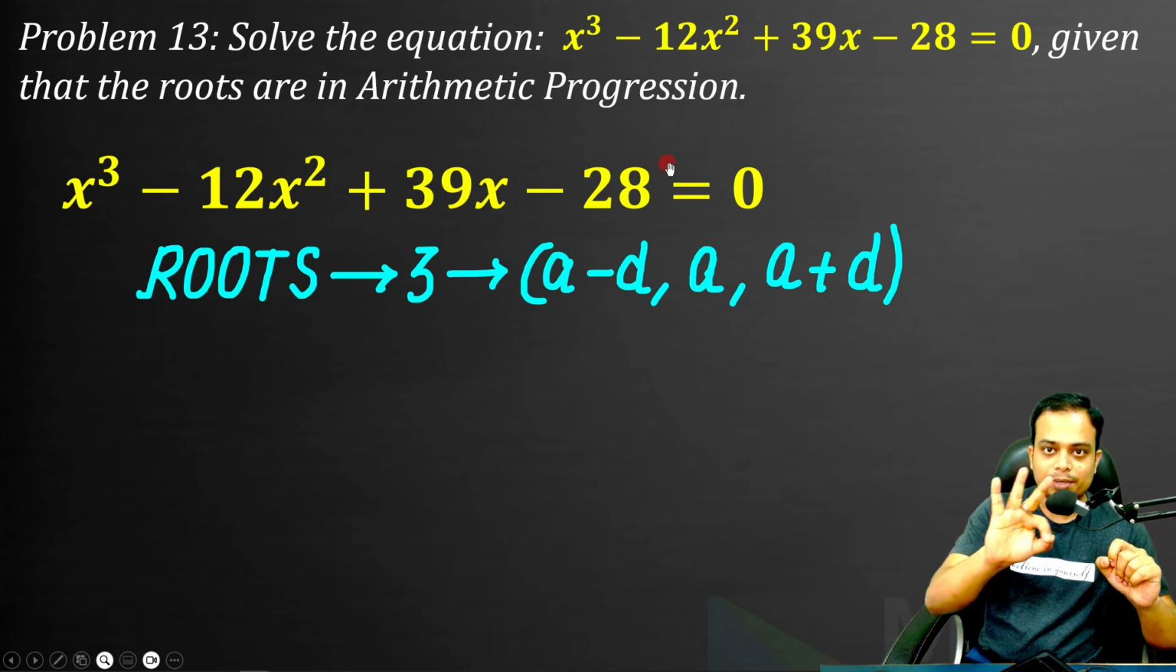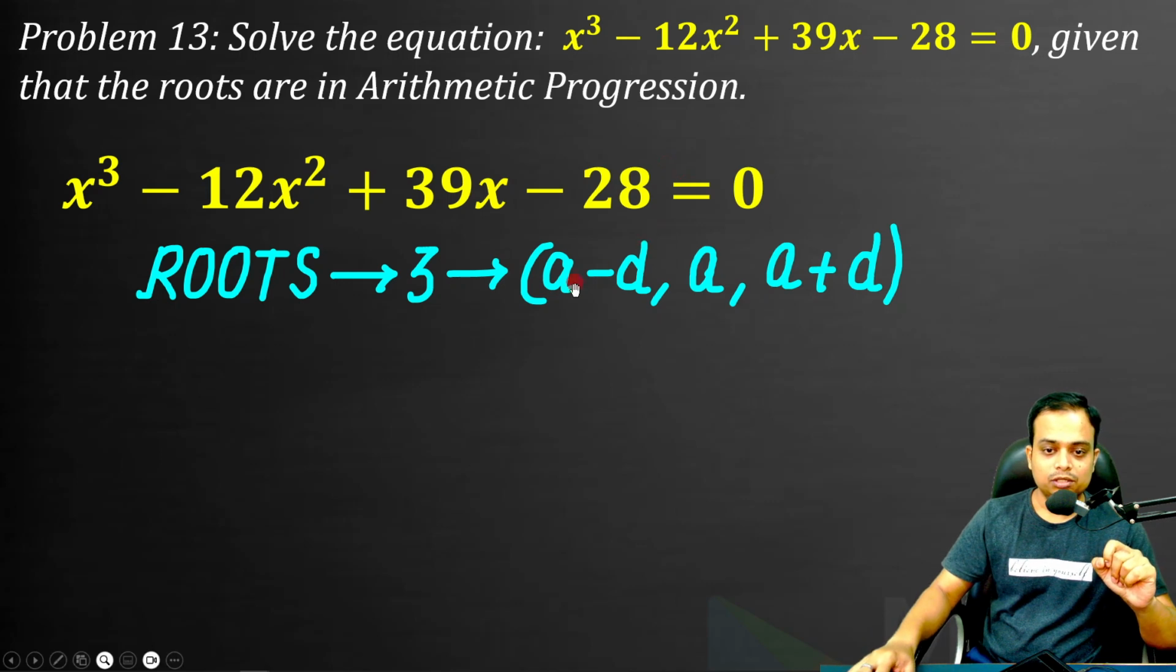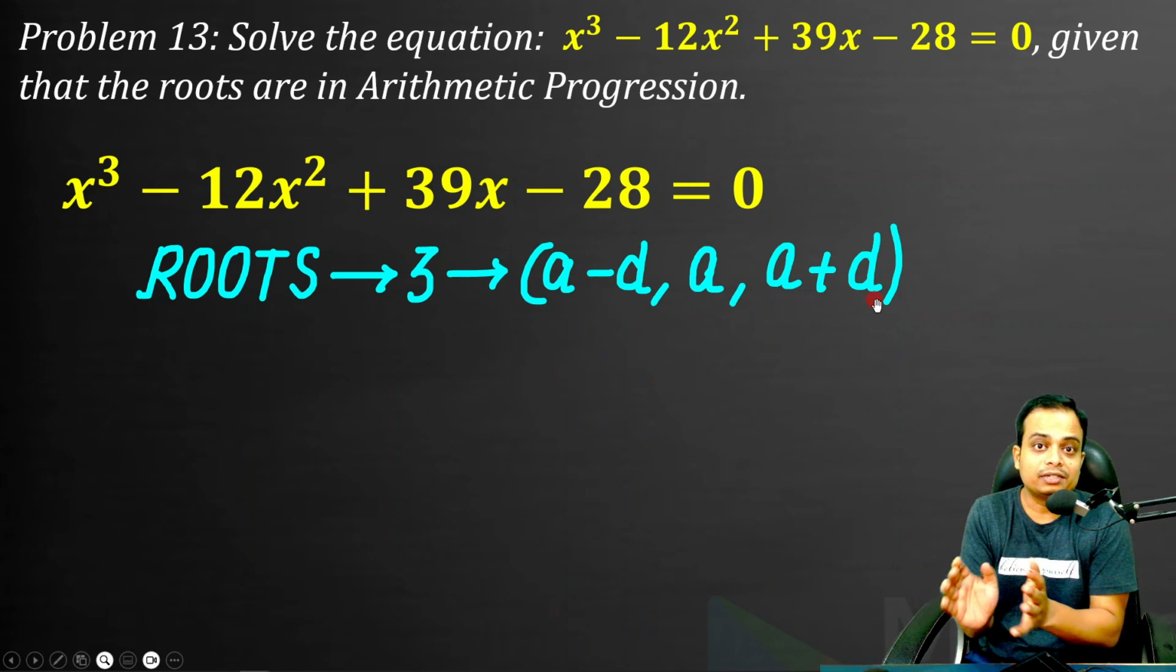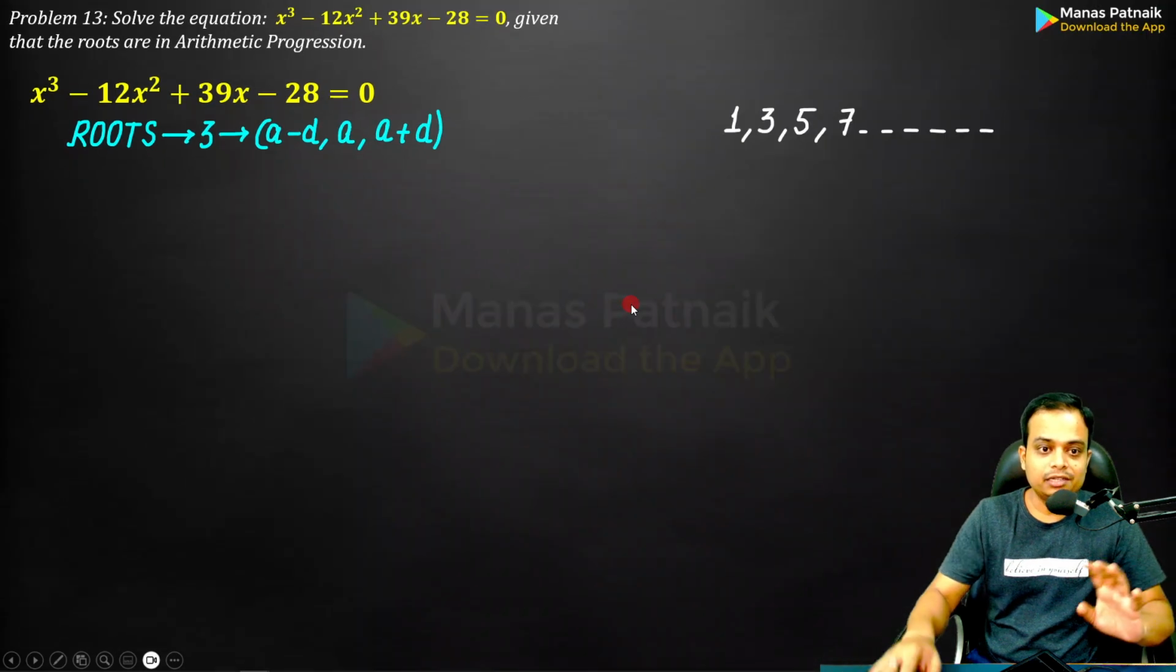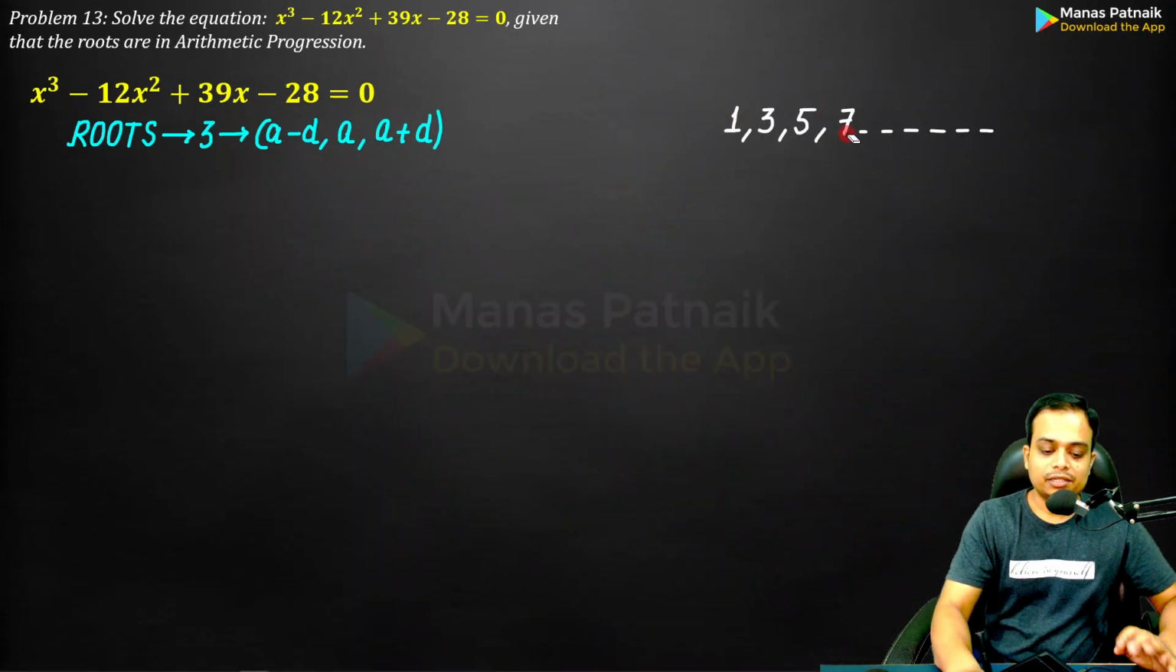Sir, that means there are going to be as many as 3 roots. Those 3 roots can be assumed as a minus d, a and a plus d. So if you've got 3 quantities which are in AP, you can write it like this. You just need to work out what is the value of a, what's d. d basically is the common difference. So in front of you is an arithmetic progression.